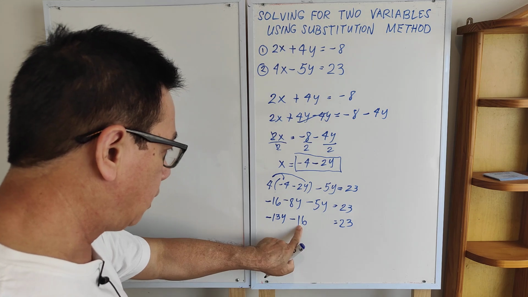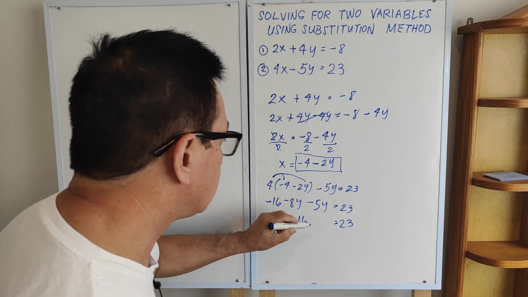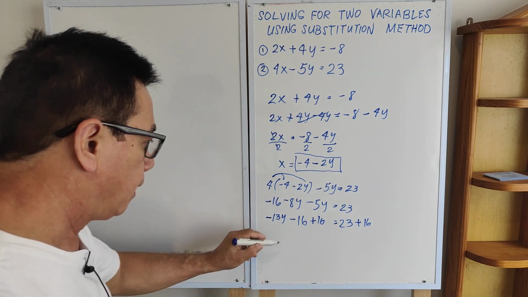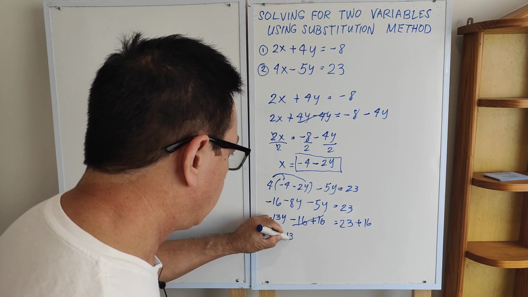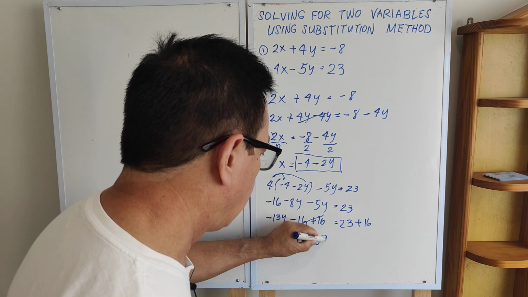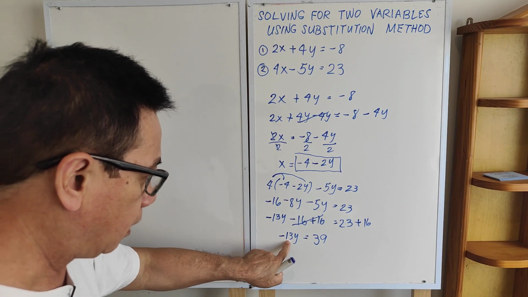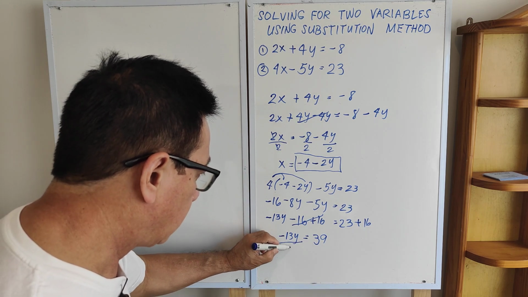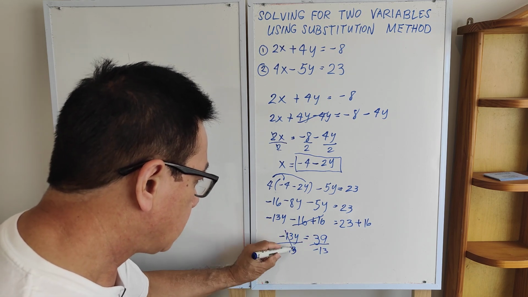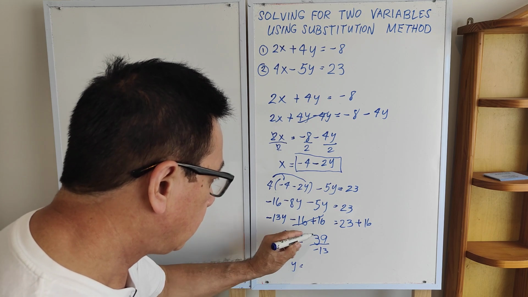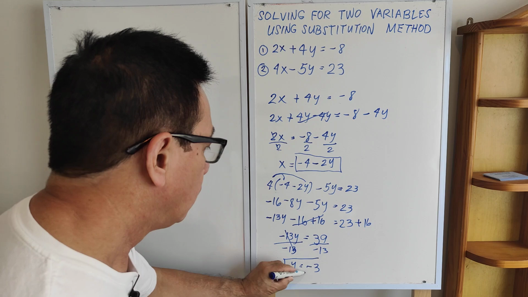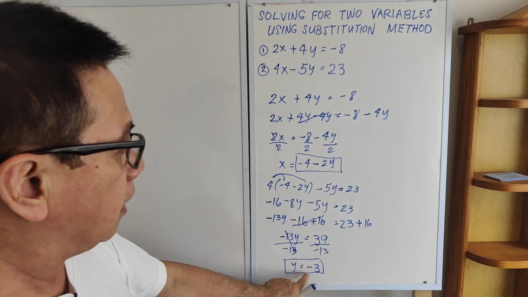Now to remove negative 16, we want to isolate y, so we will remove negative 16, we have to add 16. But since we add 16 on the left, we add 16 on the right. So this will cancel out. We only have negative 13y. So 23 plus 16 is 39. Now to remove negative 13, so that we have y, we have to divide it by negative 13. This also has to be divided by negative 13. So this will cancel out. Y is equal to 39 divided by negative 13 is negative 3. So we now have a value of y as negative 3.